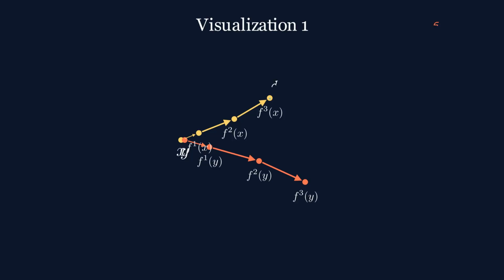In this first visualization, we have 2 points, x and y, starting very close together with an initial distance less than epsilon. Watch as the system iterates. After just 3 applications of the map f, the distance between them exceeds epsilon equals 1.0.